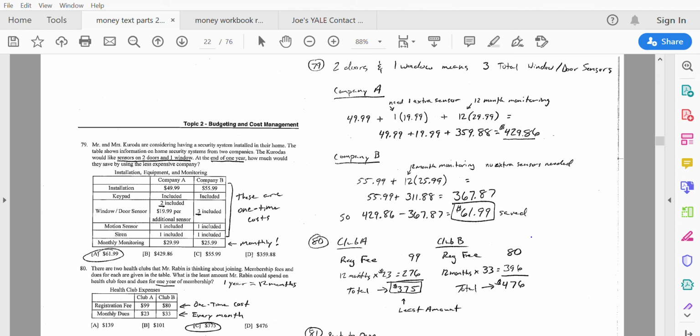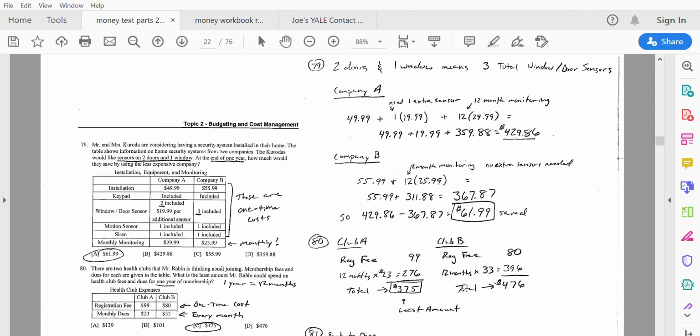okay, we get 476. Now this problem doesn't say how much more or how much you save. It asks what is the least amount he could spend. So these are the two costs, 375, 476. So the least amount he would spend is 375. Okay. So that is objective 22.